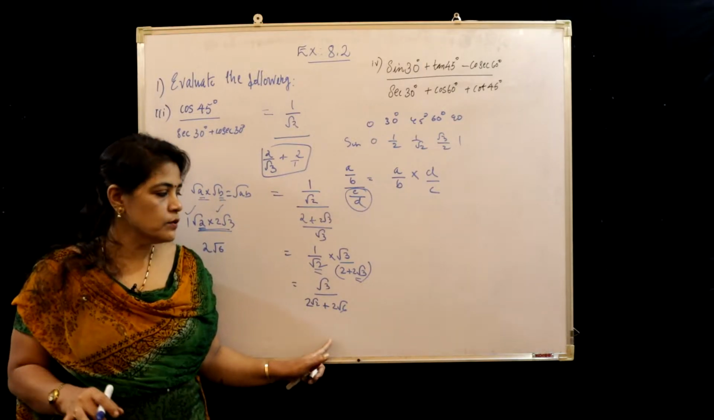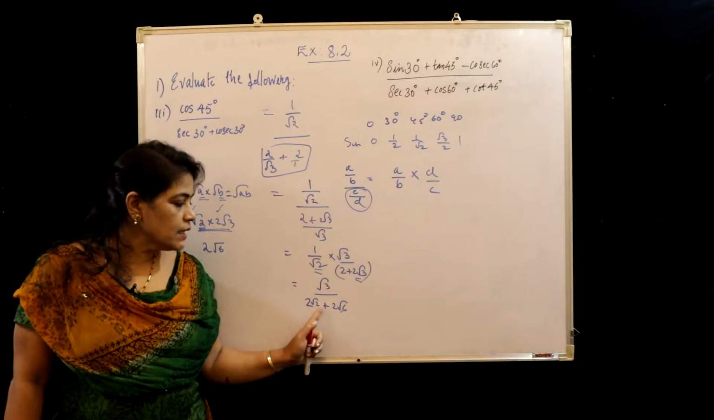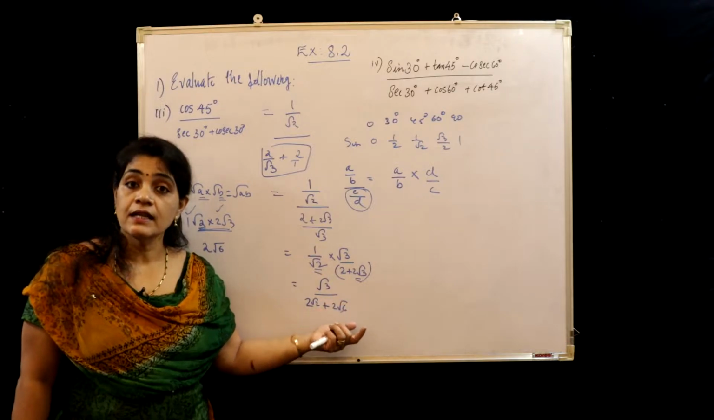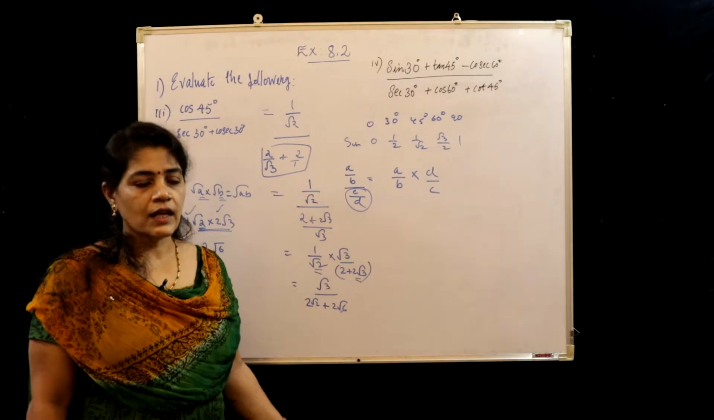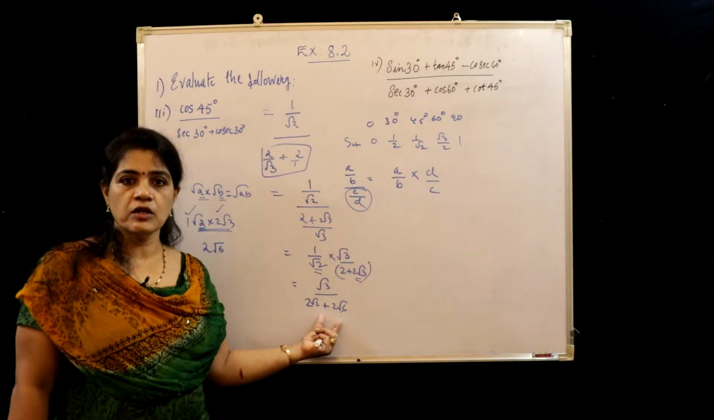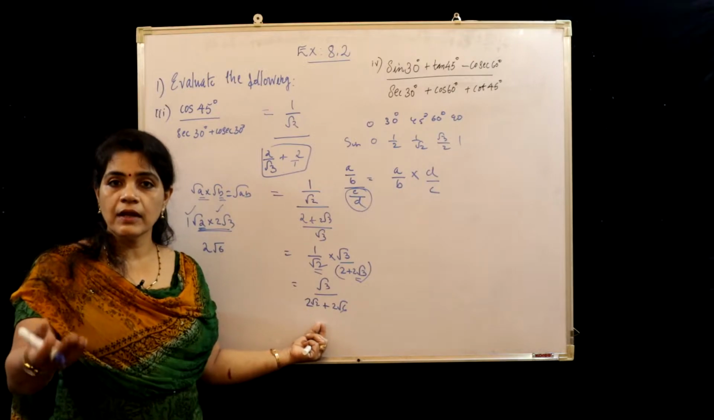Okay, so after getting this, see the denominator is an irrational number. That means you have to rationalize. That means the denominator must be a rational number. We have seen that this is an irrational number. How can this be rationalized?